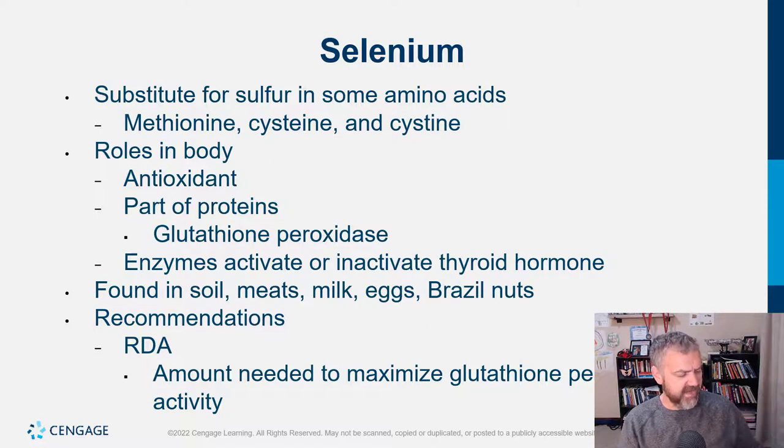And what do I have on my document? Best food sources: Brazil nuts, again, from Brazil, organ meats, seafood, grass-fed beef. A crucial part of the glutathione peroxidase enzyme system, which is not only an antioxidant system, but also a detoxification system. So super important stuff.